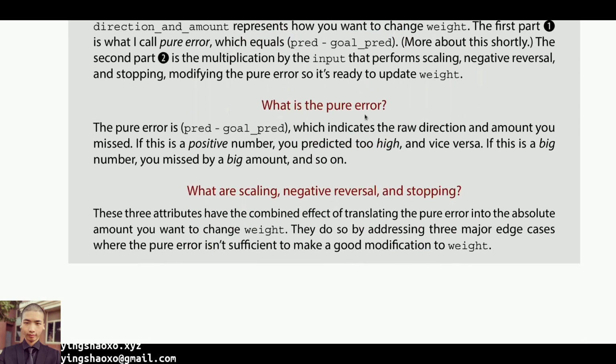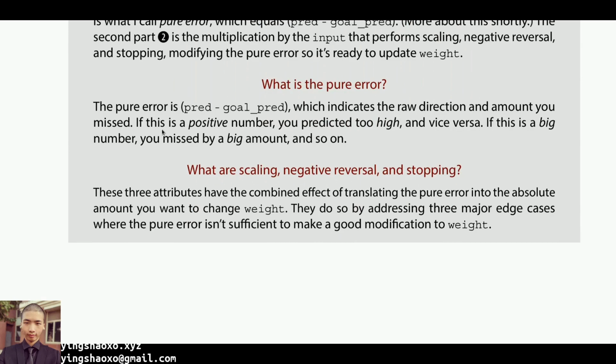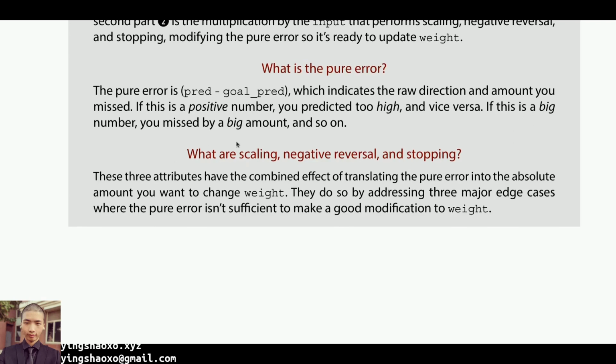What is the pure error? The pure error is prediction minus the goal prediction, which indicates the raw direction and amount you missed. If this is a positive number, you predicted too high, and vice versa. If this is a big number, you missed by a big amount, and so on.